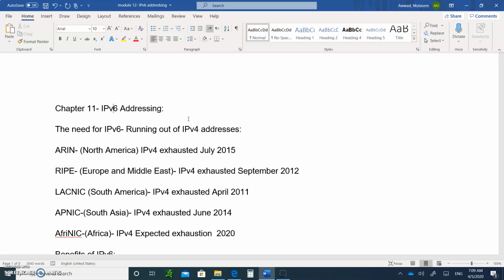So they got their heads together and started working on a new addressing scheme that would give us much more available IP addresses. You have the Regional Internet Registries, the five RIRs in the world. Here are the five of them, and as you can see, all of them but one have exhausted all their IPv4 addresses. The only one left is the African one, and they're expected to exhaust their addresses sometime this year.